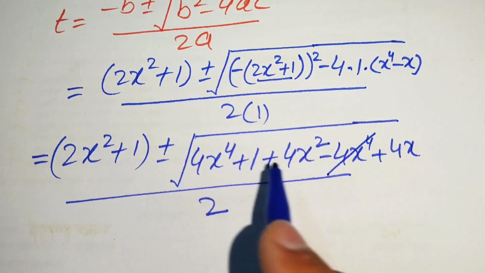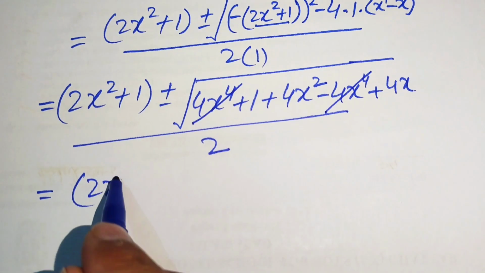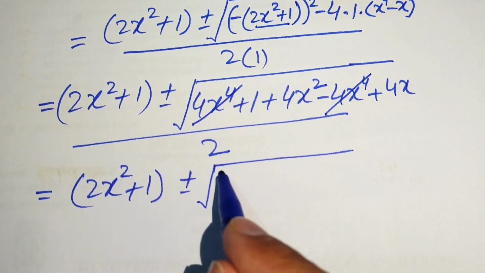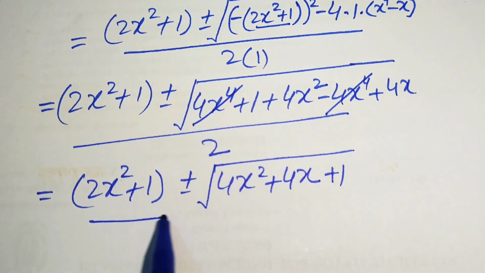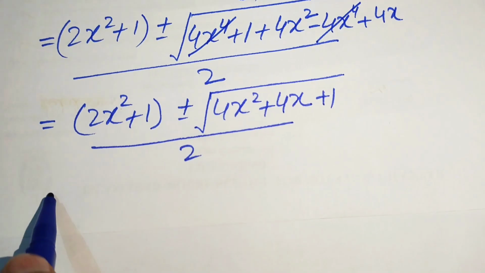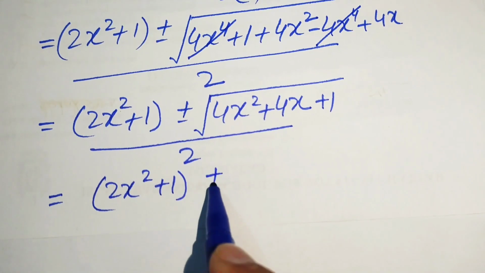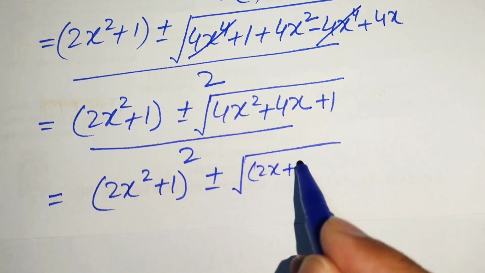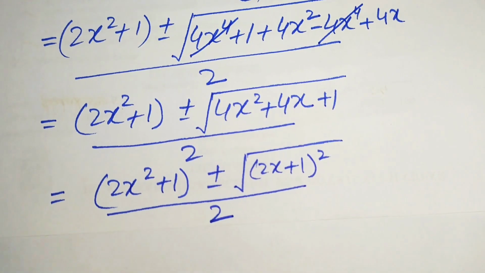So here you see that this minus 4x⁴ and this plus 4x⁴ cancel each other, and the remaining terms are 2x² + 1 ± square root of 4x² + 4x + 1, and it is divided by 2. So here you focus on this term and you see this is the complete square of 2x + 1. So we write it as 2x² + 1 ± square root of (2x + 1) whole square. When you open this square you will get this term, and this is divided by 2.